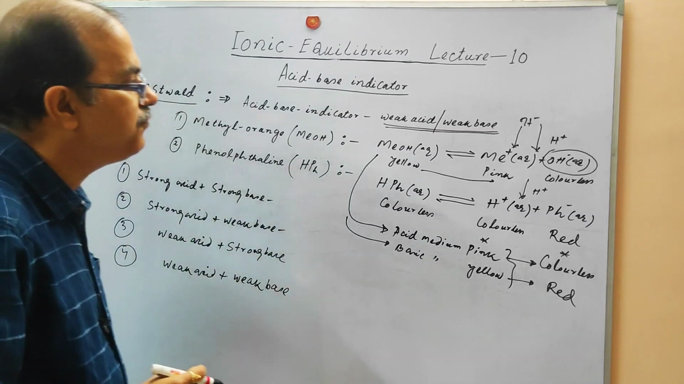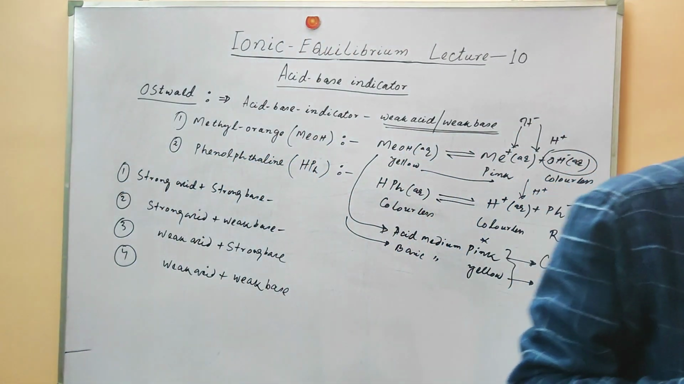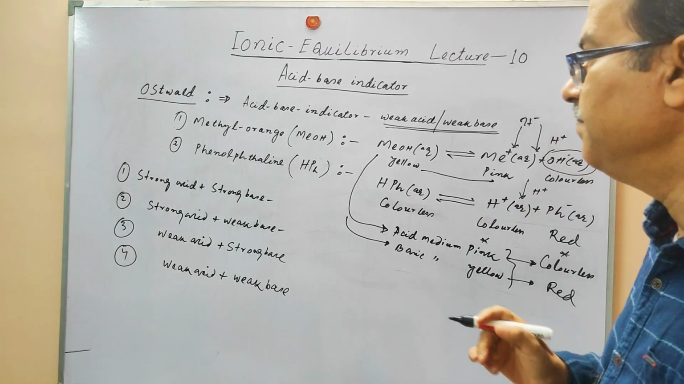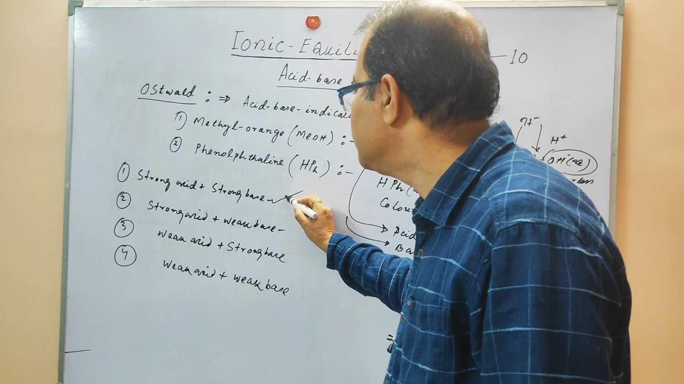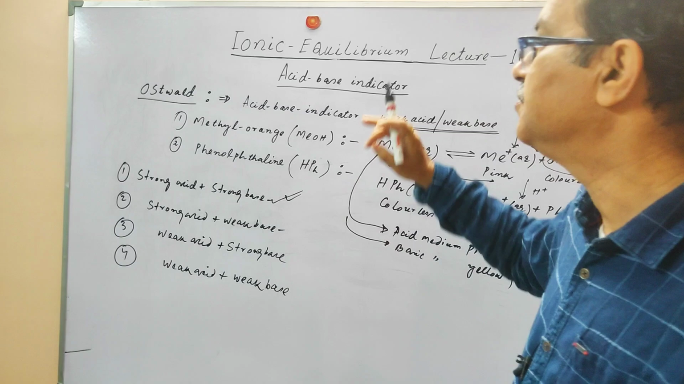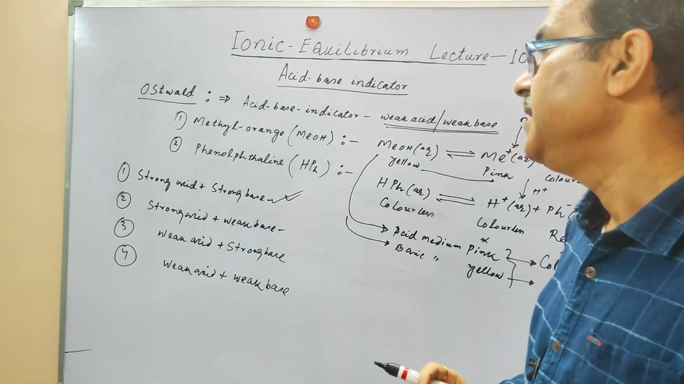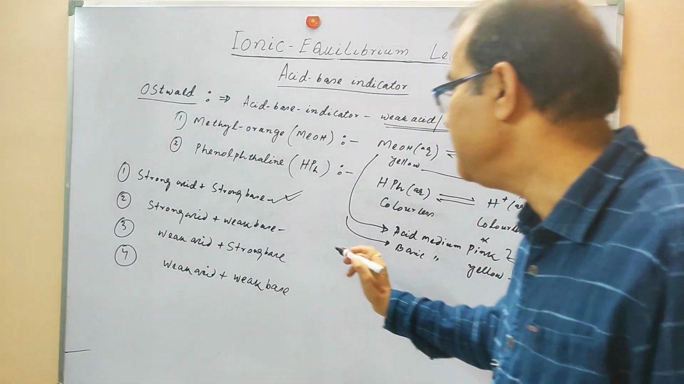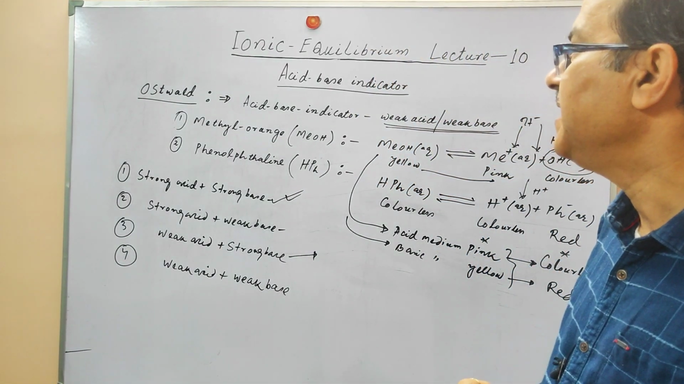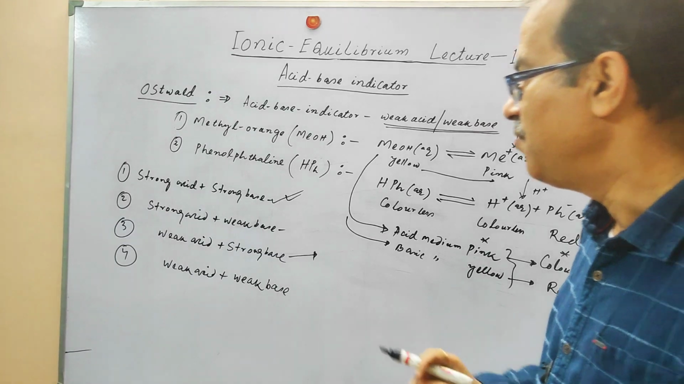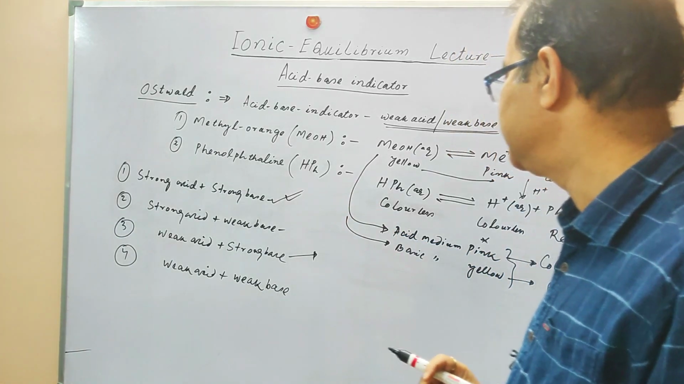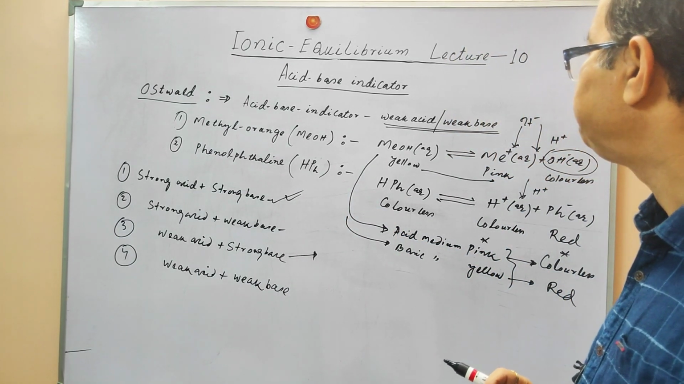At that time, which type of indicator will you use? Again, that is the point of consideration, the point of understanding. For strong acid and strong base, you can use any type of indicator. You can use phenolphthalein, you can use methyl orange. But if it is a weak acid and strong base, what will we use at that time? That is again a very important point to understand. When it is weak acid and weak base, what will we do? With strong acid and weak base, what will we do?